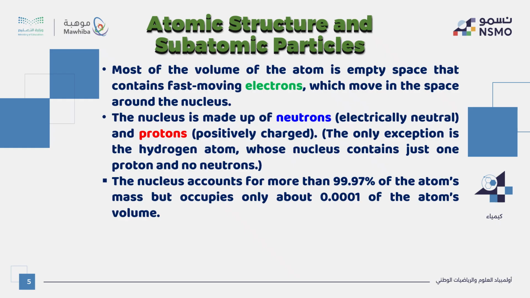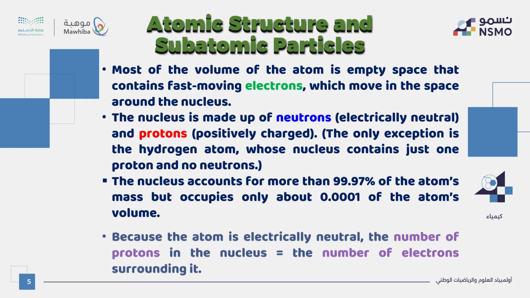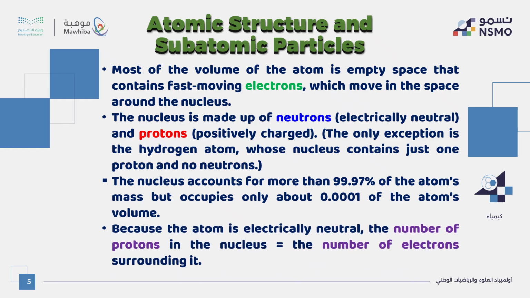The nucleus accounts for more than 99.97% of the atom's mass, but it occupies only about 0.0001 of the atom's volume. Because the atom is electrically neutral, the number of protons in the nucleus equals the number of electrons surrounding it. The only exception to having neutrons is the hydrogen atom, whose nucleus contains one proton and no neutrons.